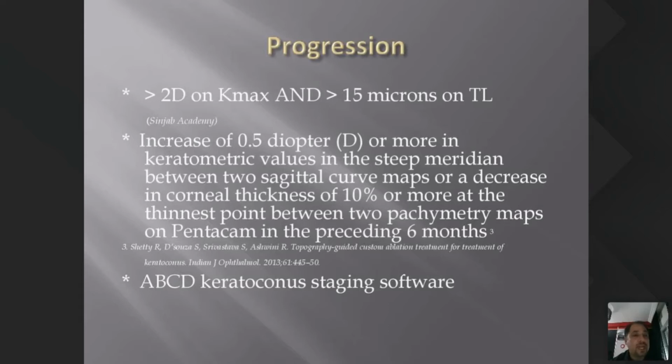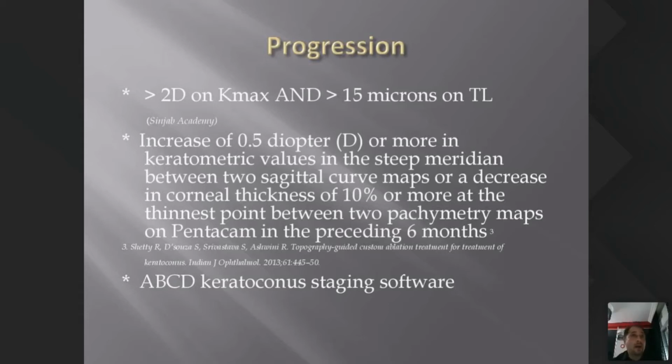Now, one of the definitions is the one proposed by our friend, Professor Mazen Sinjab, in his academy, where he defined progression as an increase of 2 diopters on the Kmax and a decrease in the corneal thickness of 15 microns on the thinnest location. And the two things should be there to define progression. So an increase of 2 diopters or more on the Kmax and thinning of 15 microns or more on the thinnest location.